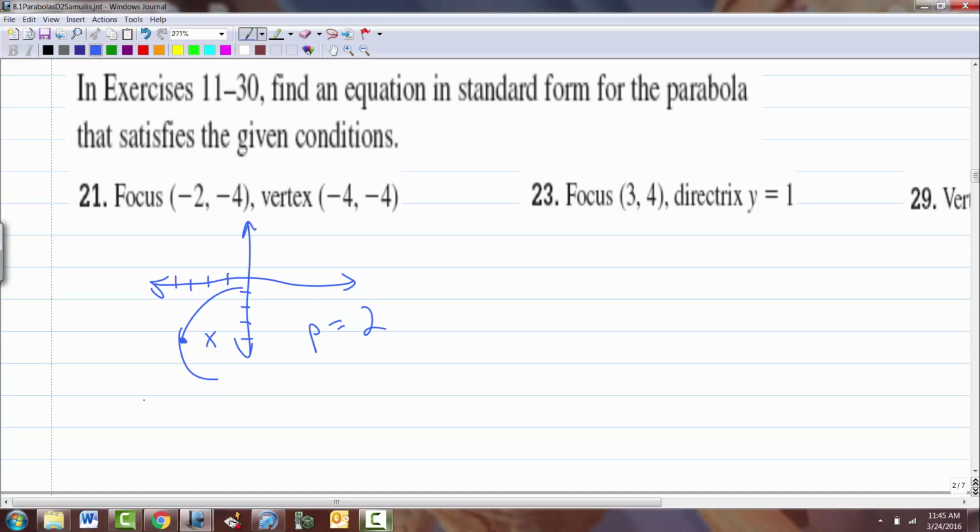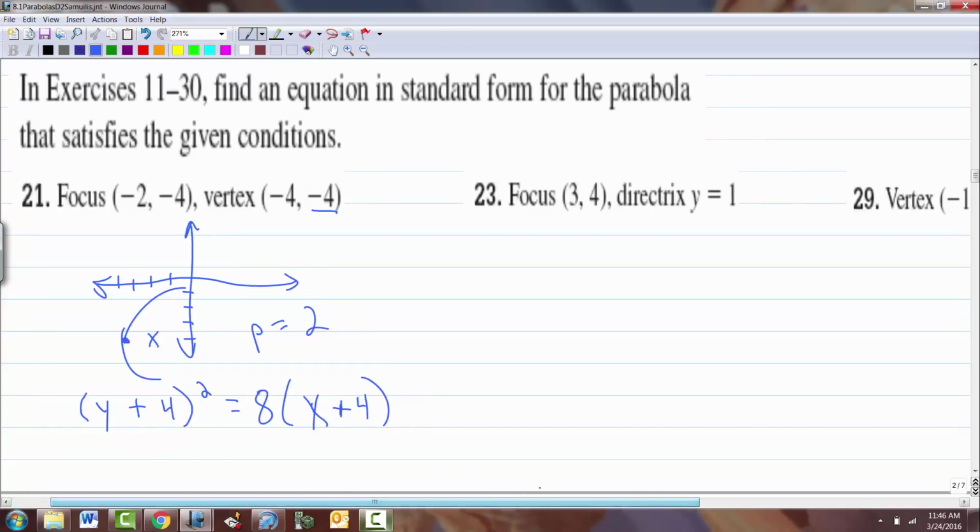It's over. x squared or y squared? So it's y plus 4, the y coordinate of the vertex, squared equals what number in front of the next set of parentheses? 4 times 2 is 8, and it's what kind of 8? Positive, because it goes right, and then x plus 4. Now let's focus in on this one.